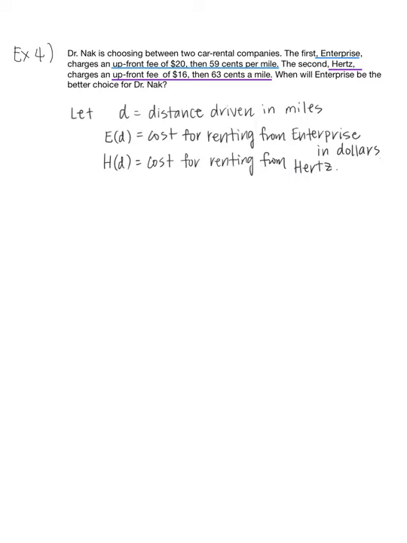So here, this is what I would write. Upfront fee is denoted by E of 0. Now, Enterprise upfront fee was $20, right? So let me just write it as 20. And Hertz at the distance of 0, how much was it? $16. Now that's taken care of.